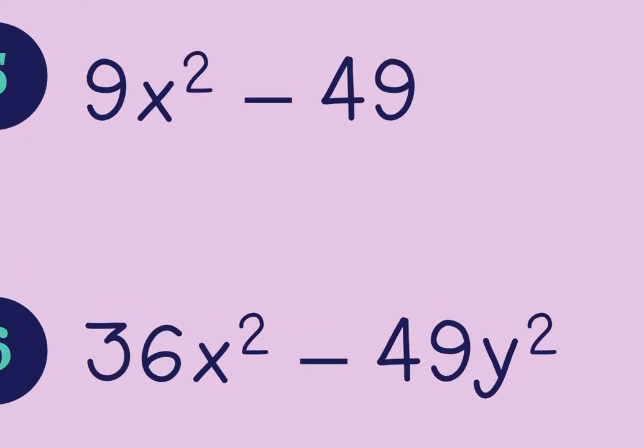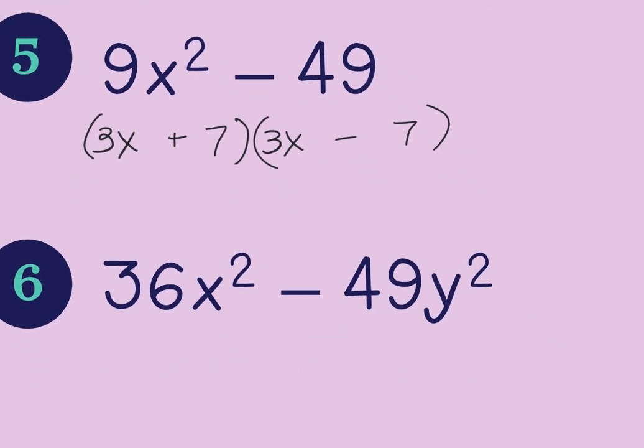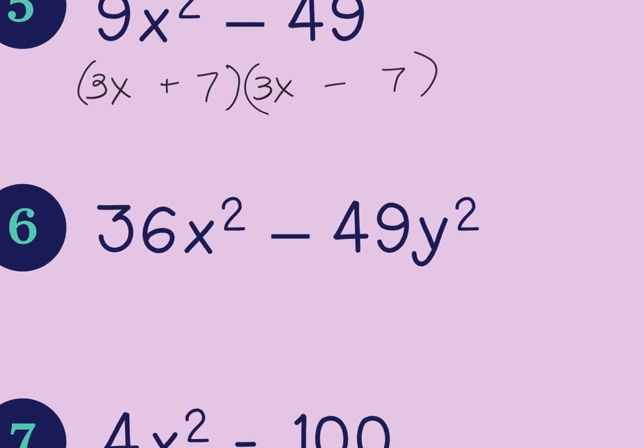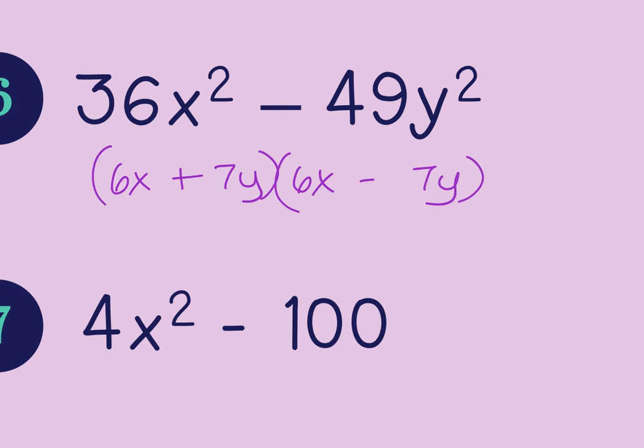Okay? So what's the square root of 9x squared? 3x. What's the square root of 49? 7. And one gets a plus and one gets a minus. These tend to be everybody's favorite. What would you get? 6x and 7y. One gets a plus and one gets a minus.